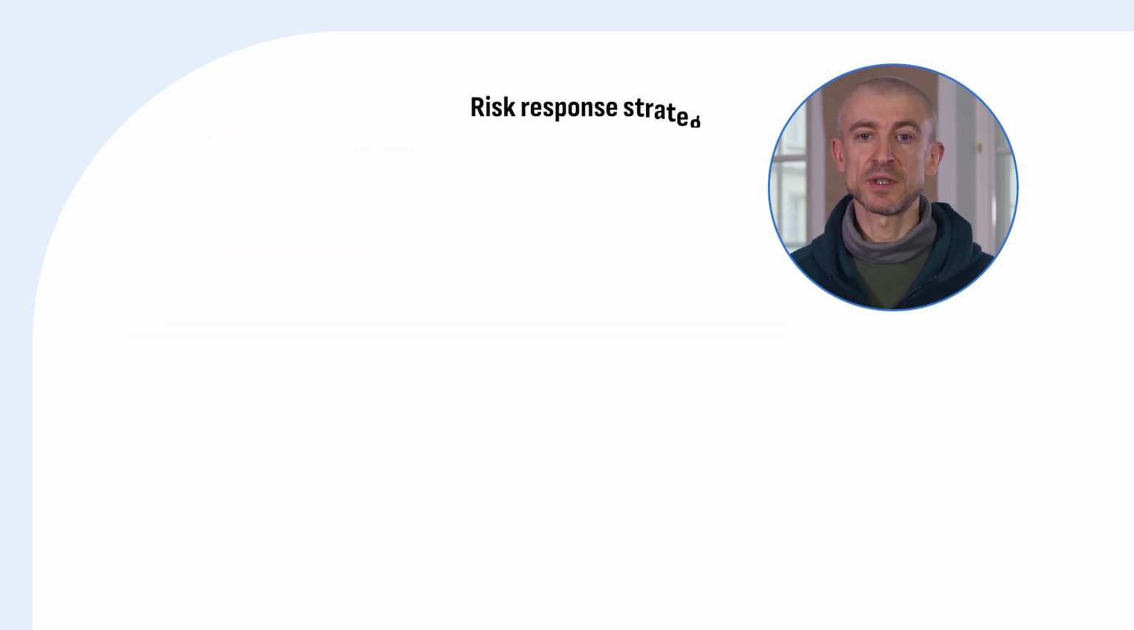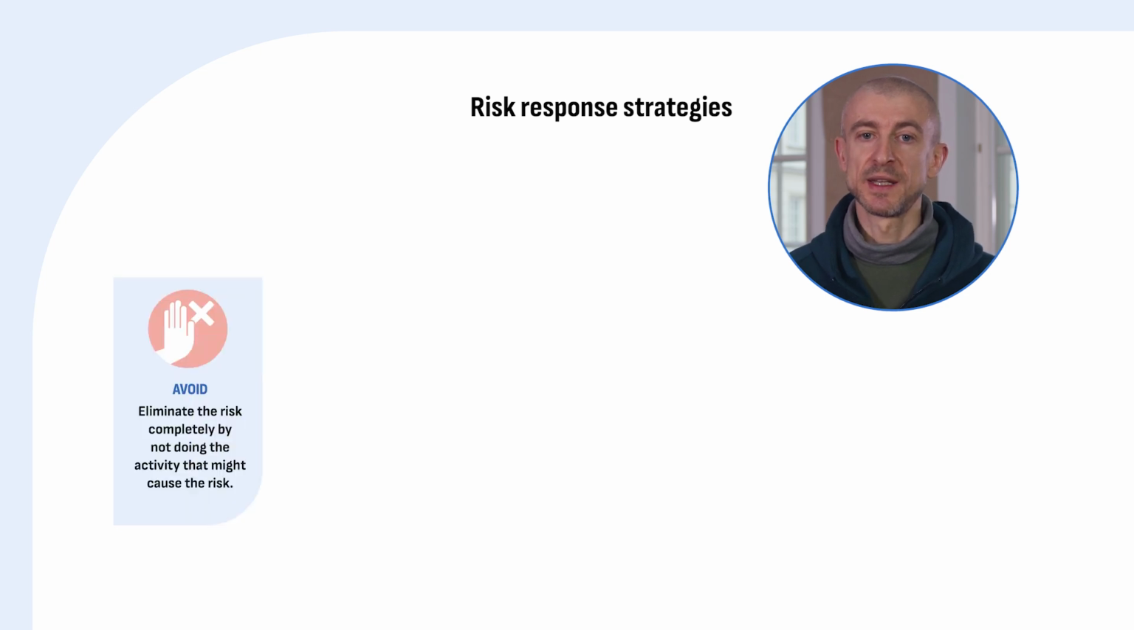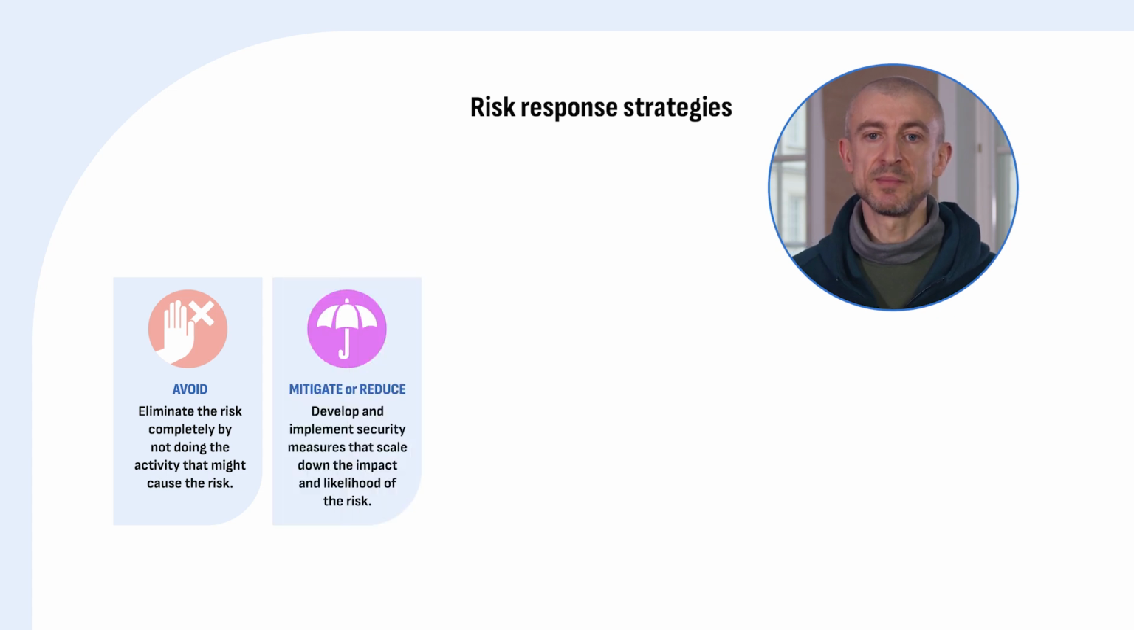Here are the 4 most common options. 1. Avoid. Eliminate the risk completely by not doing the activity, project, or travel. 2. Mitigate or reduce. Mitigate means to develop and implement security measures that reduce the magnitude of the risk to an acceptable level. In other words, they reduce the impact or probability of the risk, or both.